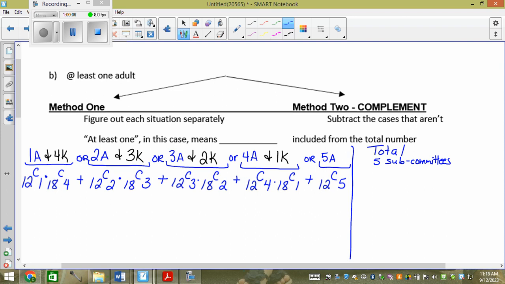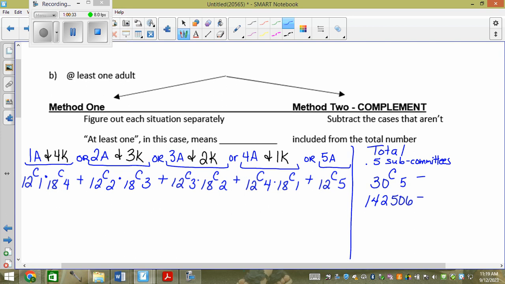Is there anything specified here about adults or kids or anything? No, so I'd have to use how many? What's the total? 30. So I do 30C5. C5 is 142,506. That's how many totally different five-person subcommittees I could make.